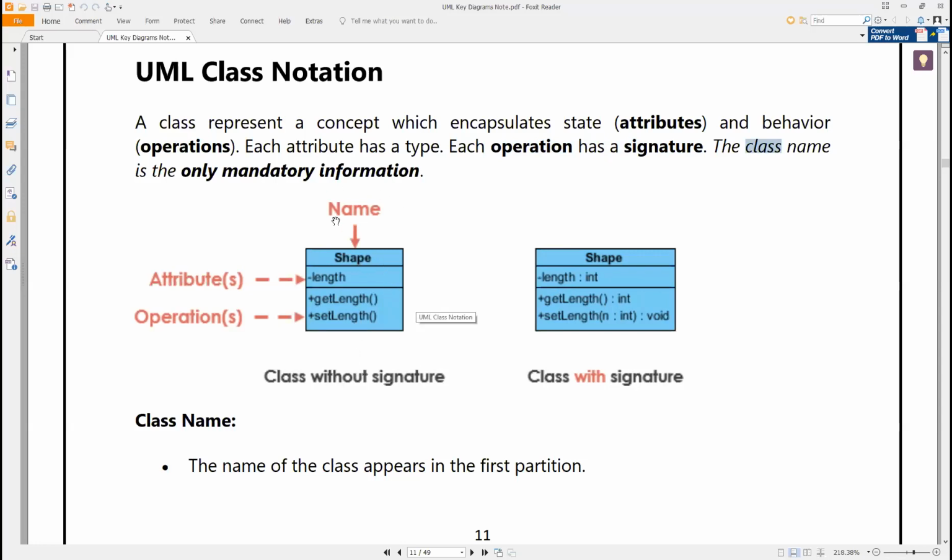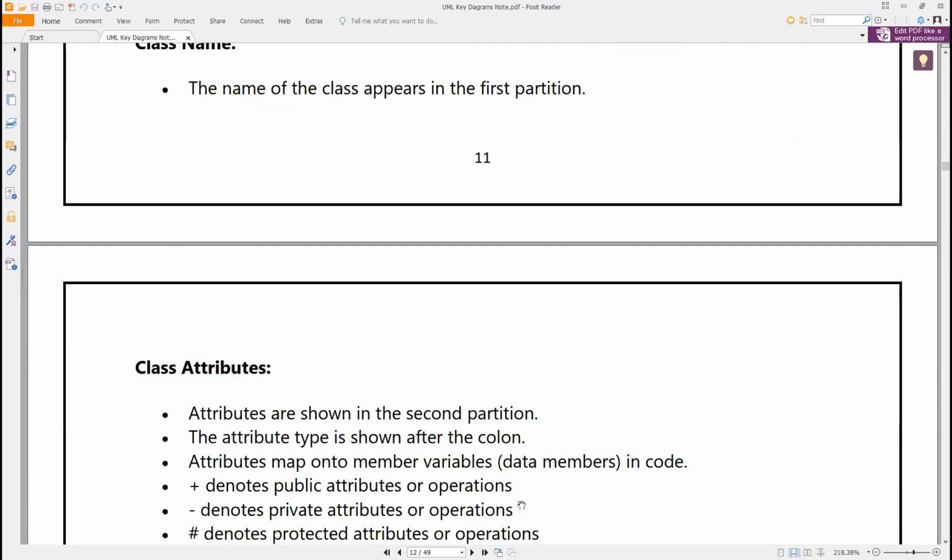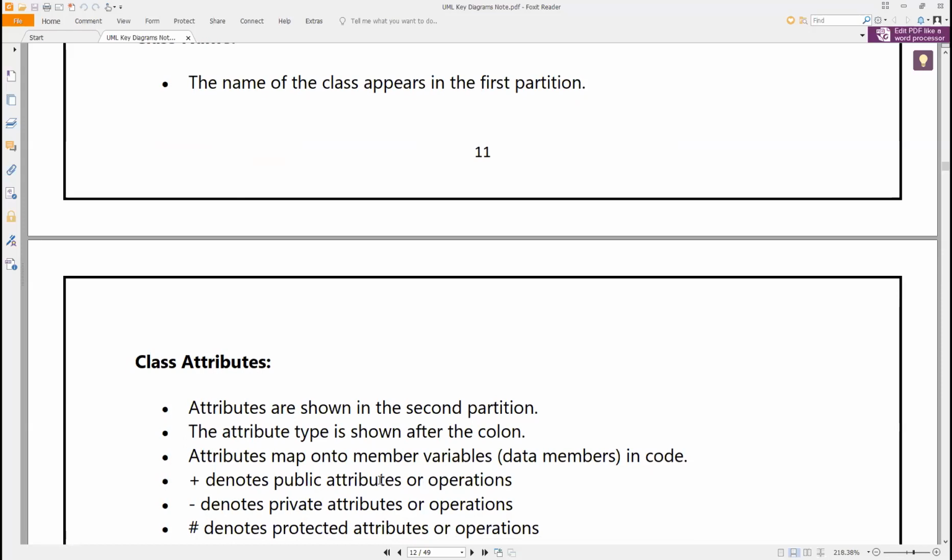So let's look at this simple example. We have a class named Shape, and you have one attribute which is length, and you have some operations or methods. You can set length, you can get length. So why do we use the plus? Why do we use the minus? Anybody? Because I think you read these notes before. You remember when we talked about access modifiers, something can be public, something can be private. In that case, when we use class diagrams, we use the plus and the minus. So minus stands for private, and plus stands for public.